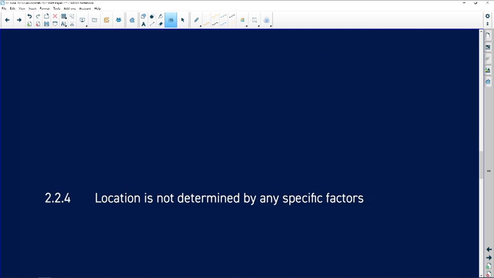Okay, 2.2.4, location is not determined by any specific factors. That will be our footloose industries. That's, for instance, like MTN or like Vodacom. They can be anywhere situated.